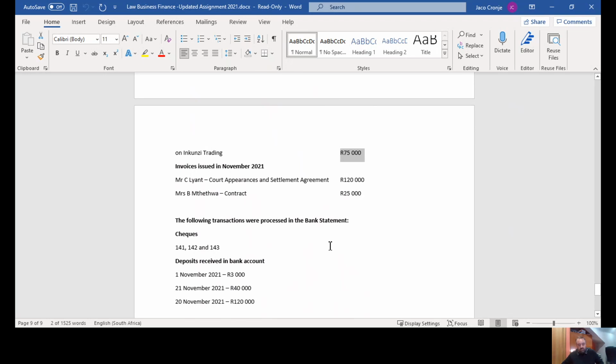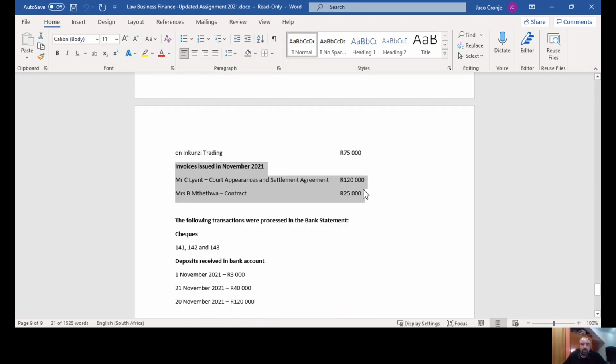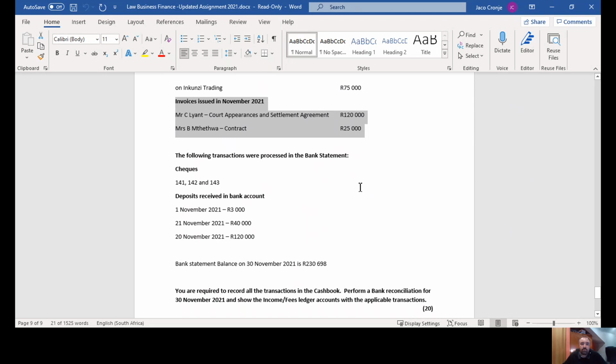Then we get to invoices issued. So this is basically the answer to the part where they say the fee ledger account. So your fee ledger account will simply contain two entries, one for Mr. Lyant, one for Mr. Mtetwa. Okay, so those entries relate only to your fee ledger.